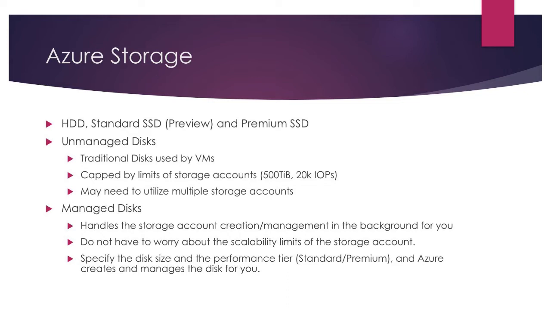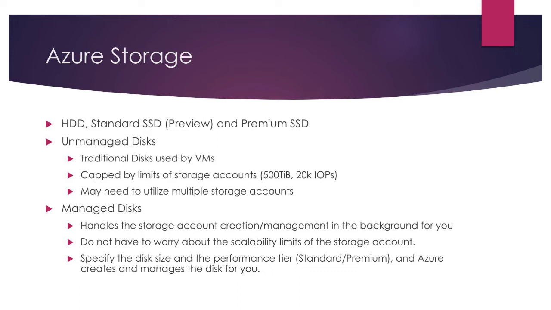So what types of virtual machine hard drives are available? We've got the typical, normal spinning rust hard drive. We have standard SSDs, which are in preview at the moment, and we have the premium SSDs. We have the ability of unmanaged disks and managed disks, and I've got some diagrams to show you the differences as well. Unmanaged disks are the traditional disks used by virtual machines when Azure was first released and up until the past 2 years. They're capped by the limits of the storage account.